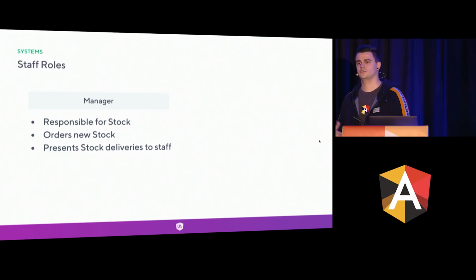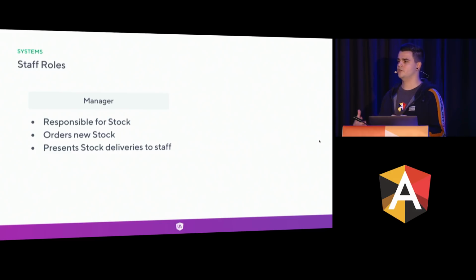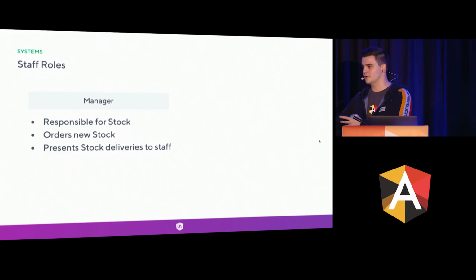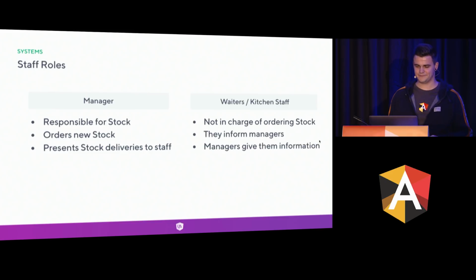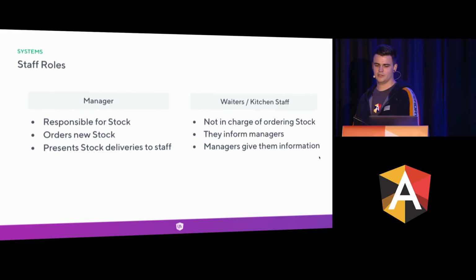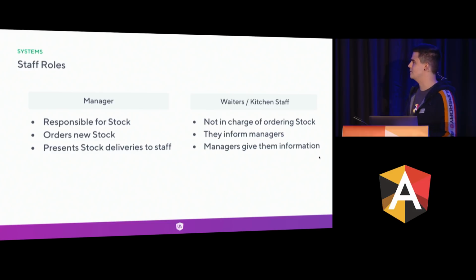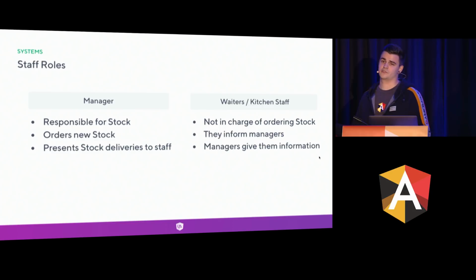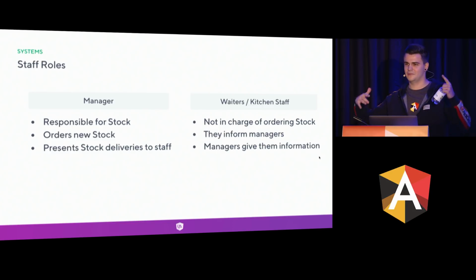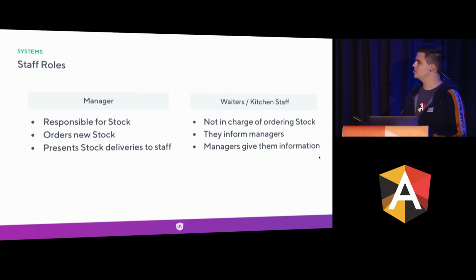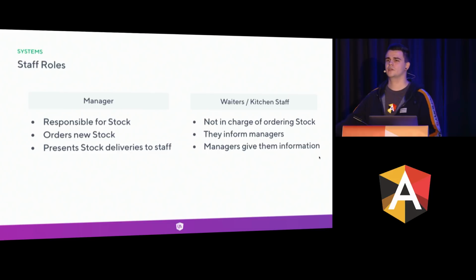And then once the new stock has arrived, he can then say, okay, kitchen staff, we've got all this new food, we need to put it away in the fridge or the freezers. So let's have a look at the waiters and kitchen staff. They're not in charge of ordering the stock. You might have an assistant manager somewhere that is, but the principle is the manager is in charge of dealing with the stock, and he simply communicates that down to the other staff.